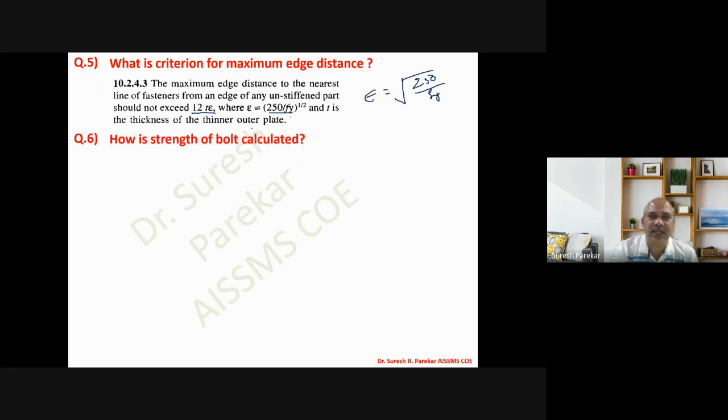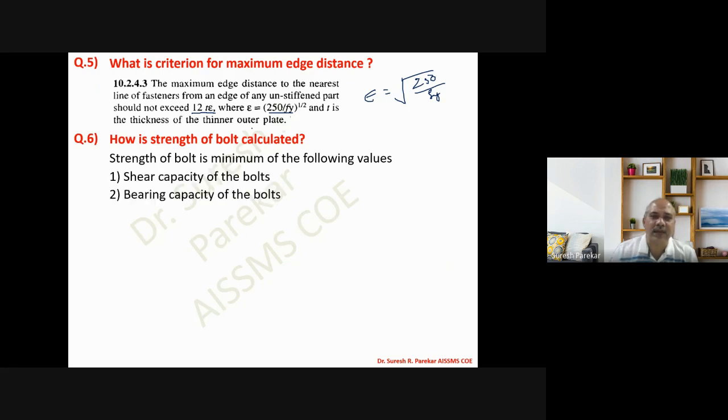How is the strength of bolt calculated? So we have two criterias. We have to calculate shear capacity of the bolt. We have to calculate bearing capacity of the bolt, and minimum of these two. So minimum we have mentioned over here is the strength of the bolt.